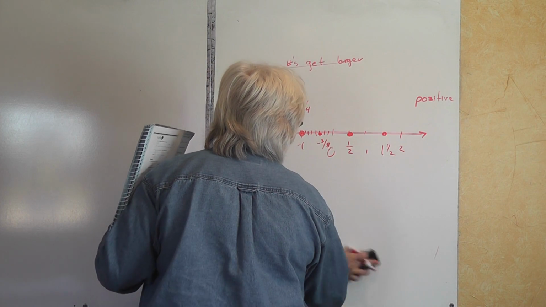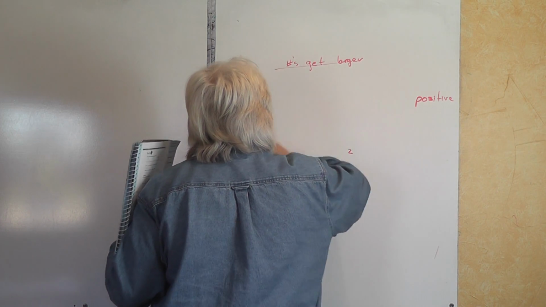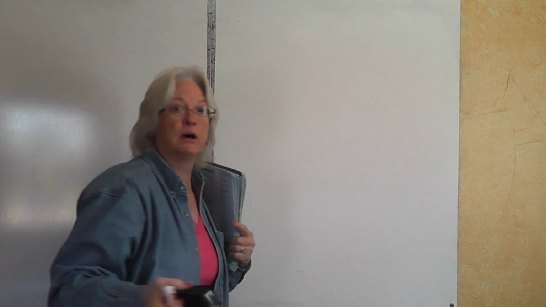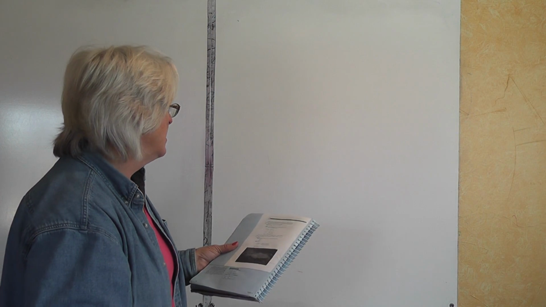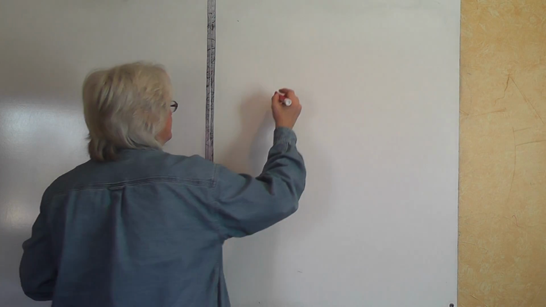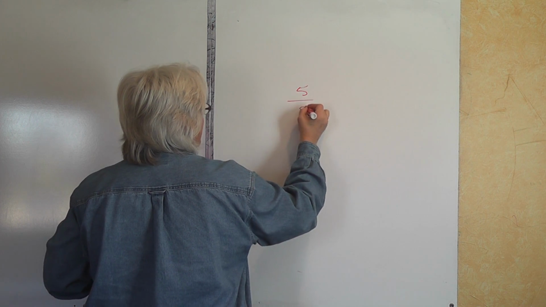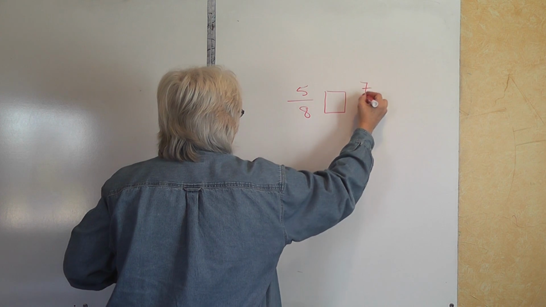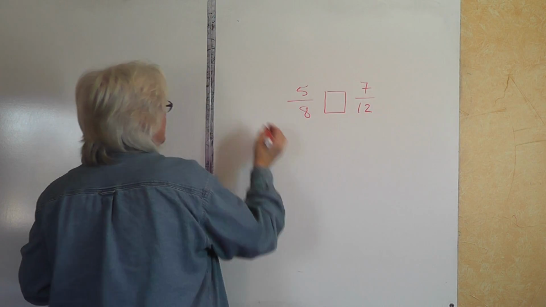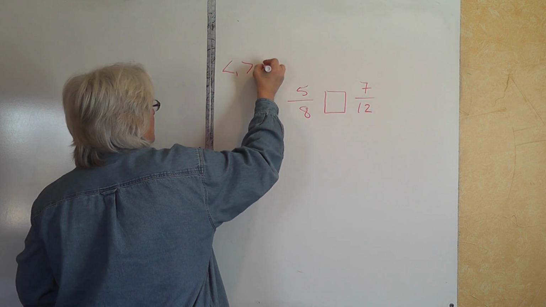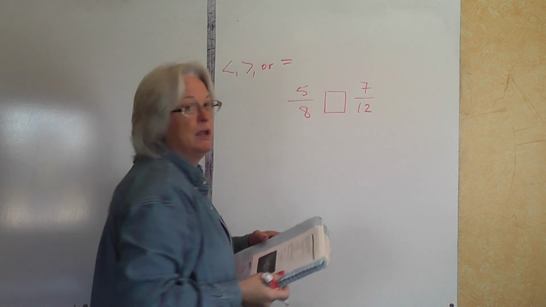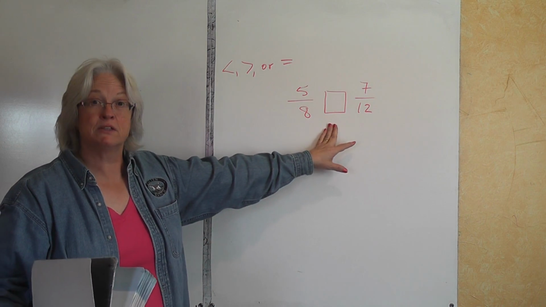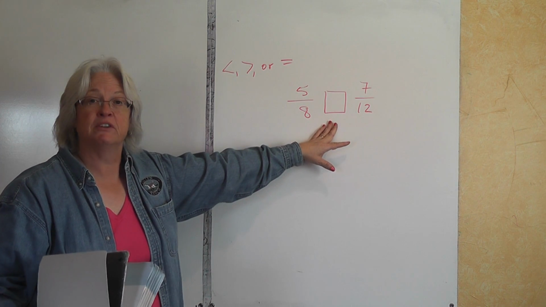Now they're talking about how we are going to compare rational numbers, which you've called fractions up to this point. How do we compare fractions that have different denominators? For example, we have 5/8, and we want to know how 5/8 relates to 7/12. Is it less than, greater than, or equal to? Is 5/8 less than 7/12? Is it greater than 7/12? Or is it equal to 7/12?